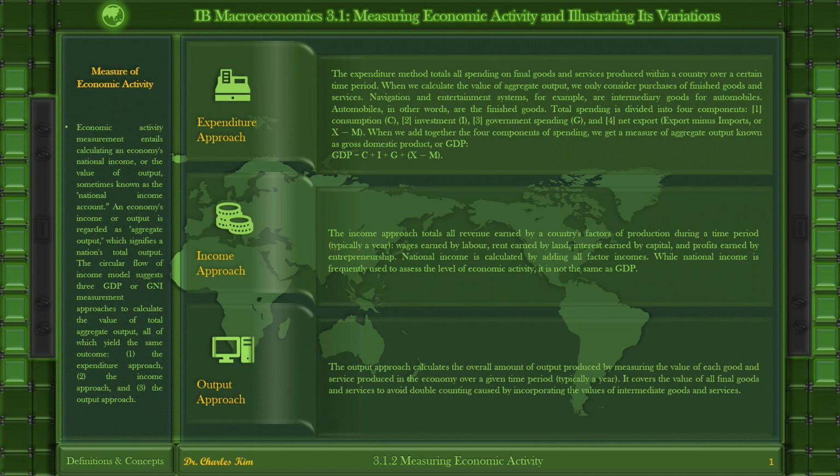The output approach calculates the overall amount of output produced by measuring the value of each good and service produced in the economy over a given time period of 1 year. It covers the value of all final goods and services to avoid double counting caused by incorporating the values of intermediate goods and services.